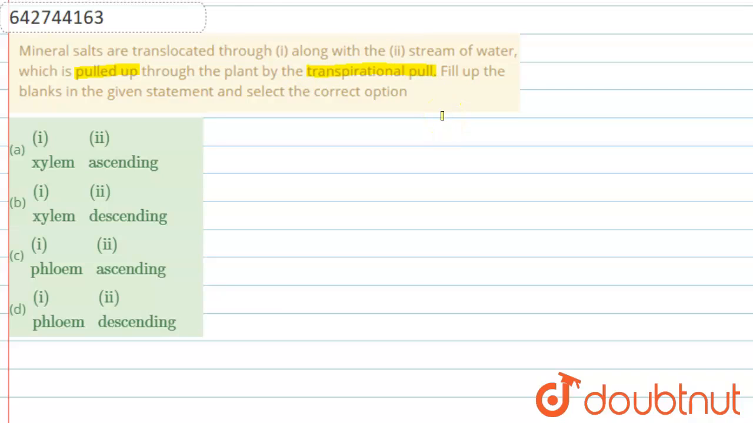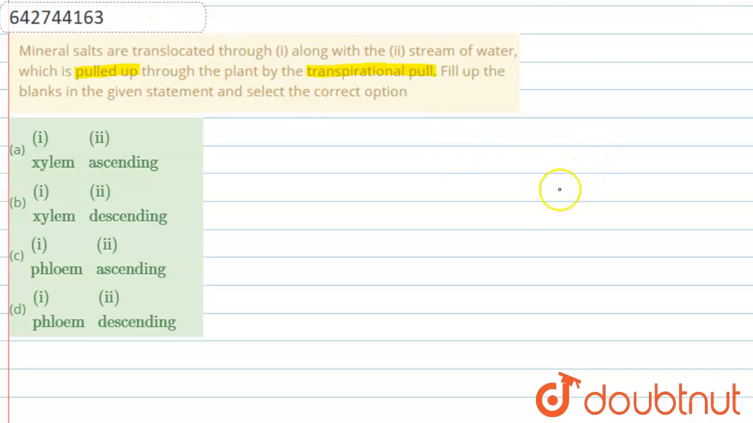So here we have been given four options and we have to select the correct one which suits the best in this question. The question is, how are the mineral salts transported towards the upward direction of the plant body, through which tissue and in which direction of stream of water, through the transpirational pull? We have to select the correct option. So let us first understand what is transpiration.